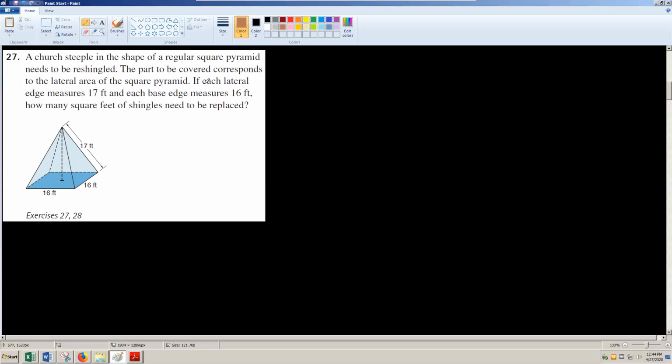To do so, if each lateral edge measures 17, let's jot that bit of information down. I'm also going to color one right here, and I'm going to color one right here, just so we can see what those lateral edges are. I'm going to say that lateral edge equals 17. Each base edge, so I'm going to say side length here, equals 16. And I'm going to highlight that at the bottom here. So now I want to look at the triangle that I just created.